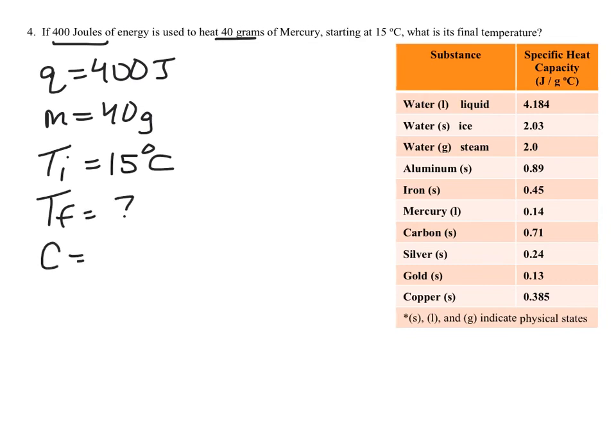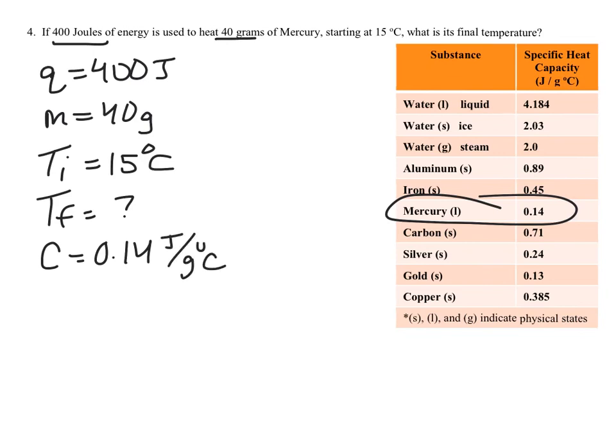The only other thing we don't know is the specific heat of mercury, and lo and behold, we have it right here. Mercury's specific heat is pretty low. It's 0.14, also a great conductor of energy. We know that that is joules per gram degree Celsius. I just got that from up here at the top of the chart.